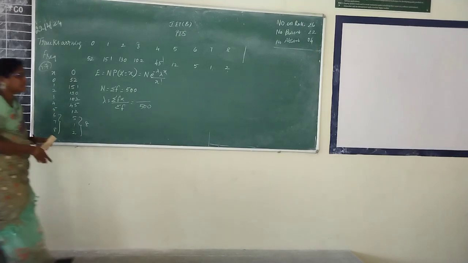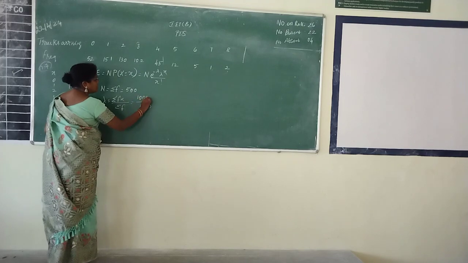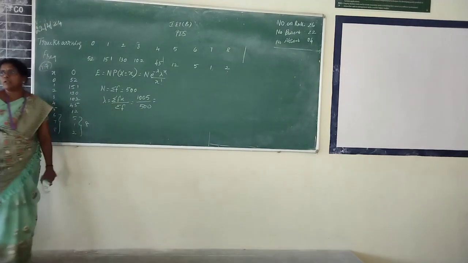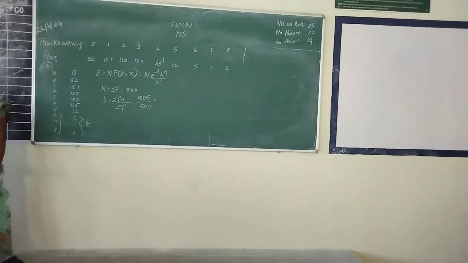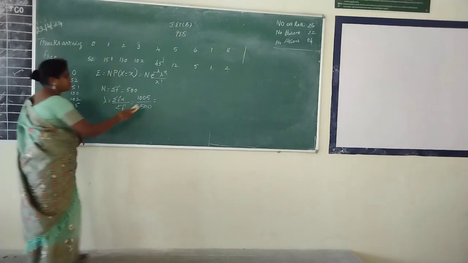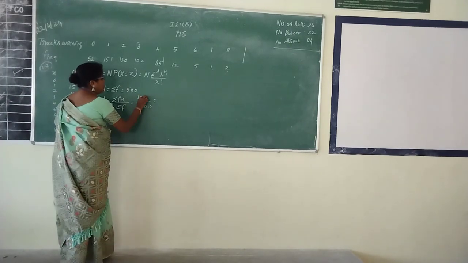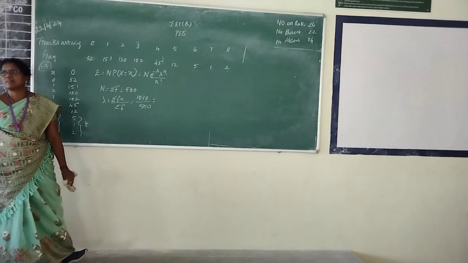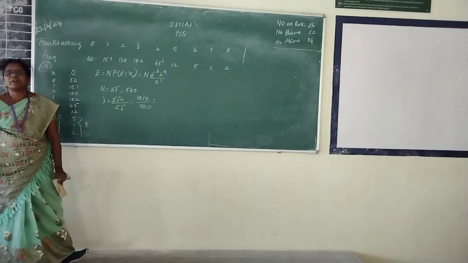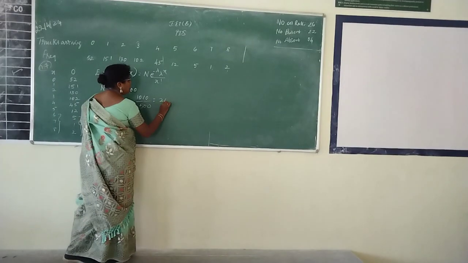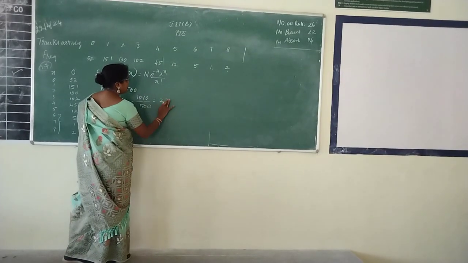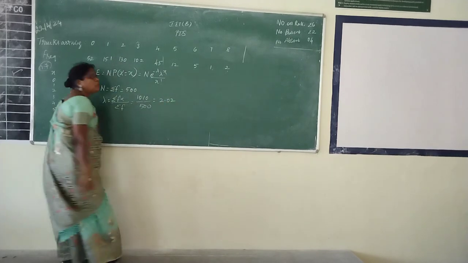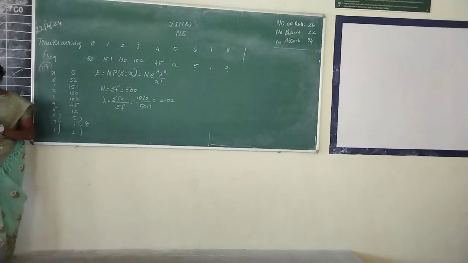1005. 1005, right? Everybody take the same answer, 1005? There will be different answers. Tell me what is the next option. 1010. Okay, what is 1010 by 500? 2.02. Now we got lambda.